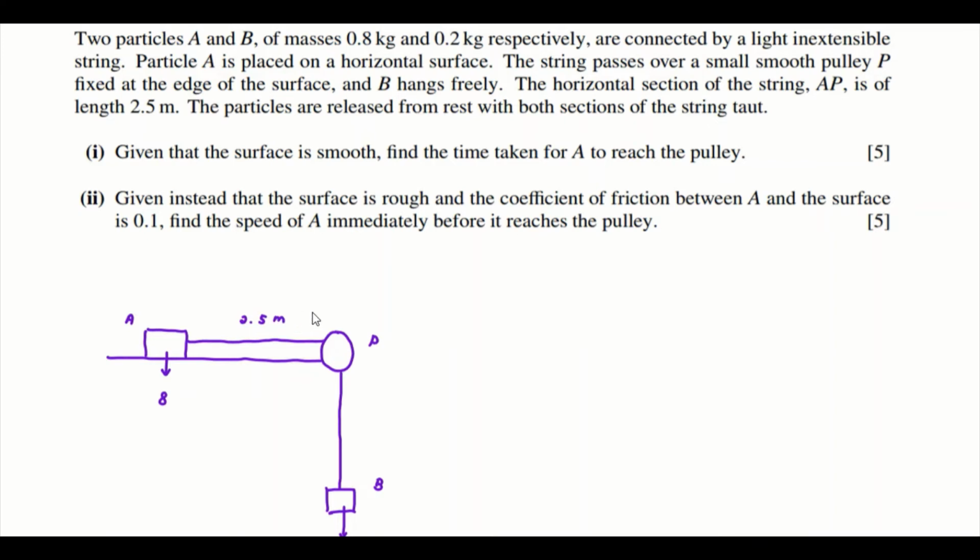The particles are released from rest with both sections of the string taut. Okay, so given the surface is smooth, find the time taken for A to reach the pulley. So yeah, which means it's a smooth surface, so that's why there's no friction involved. So we can try to label the other forces, the normal reaction, the tension. Okay, so since there's no friction involved, then I think we do not need to state the normal reaction here because we are not going to use it in any way. So yeah, we can straight away look at the combined system, then we try to find the acceleration.